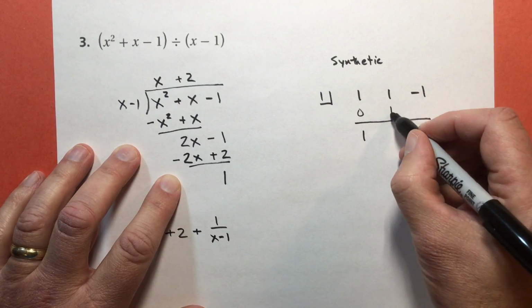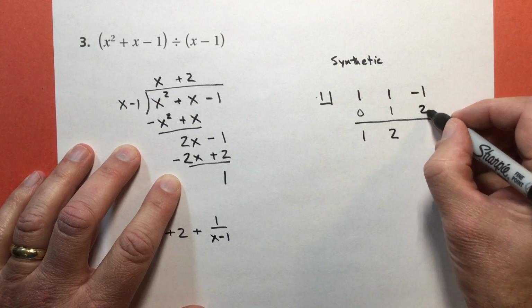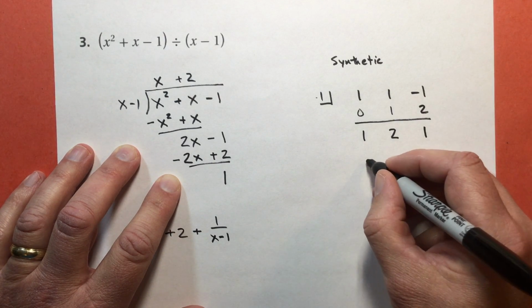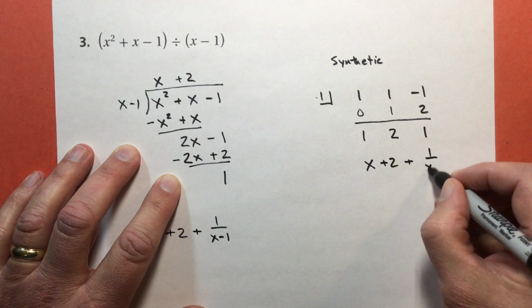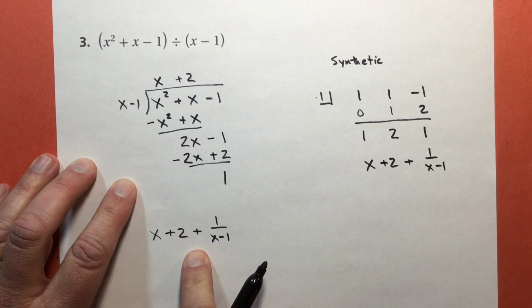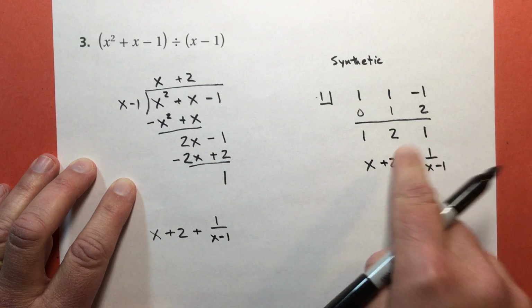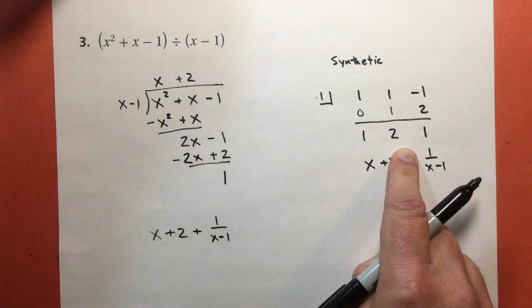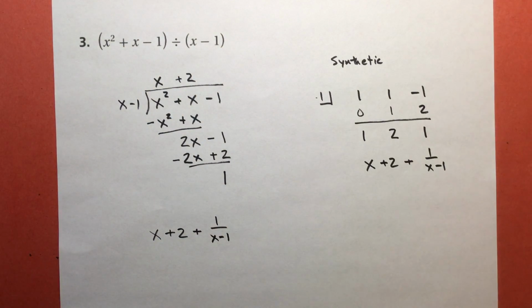1 times 1 equals 1. 1 plus 1 equals 2. 1 times 2 equals 2. Negative 1 plus 2 equals 1. So this is going to be 1 times x plus 2 plus 1 over x subtract 1, which is the same as I did here. This goes faster than that, but you have to think about where everything goes, and also you can't do synthetic division with problems that look like that. So again, we're just giving you lots of different tools to work with here, right?